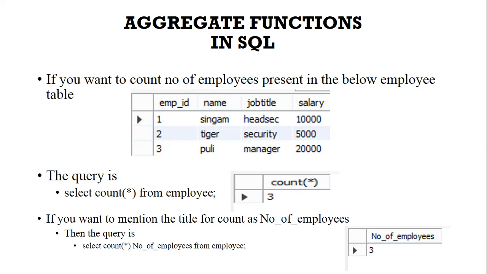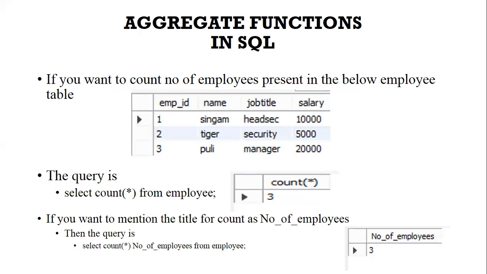In order to change the title of the count to number of employees, we can use the query: select count of asterisk as number of employees from employee. If we use this query, it will display the number of employees equal to 3. The title will be displayed as number of employees.